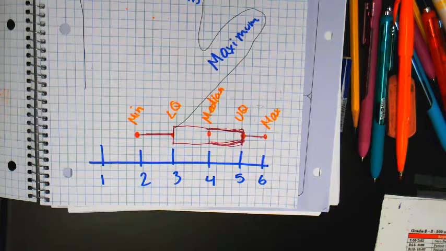Medium. No. Upper quartile. This is the median. Median, it's the middle finger, median in the middle. Lower quartile. Minimum, smallest number. Yes.